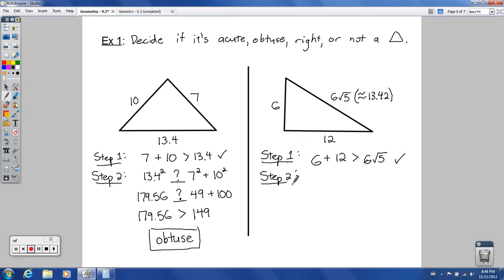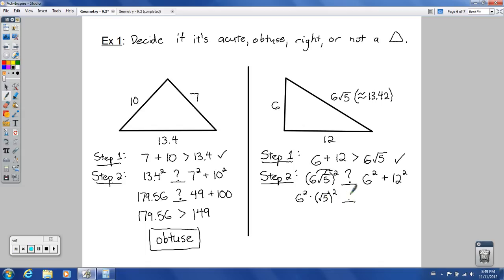So step 2, we need to check now c squared. So plug in the exact number. Don't plug in the decimal approximation, because then it won't be what it exactly is. We need to check this exactly for what it is. So put a question mark there. We're not sure yet. What is that compared to 6 squared plus 12 squared? So let's work this out. You can kind of think of this as distributing the power to the 6 and distributing the power to the radical 5. So this becomes 6 squared times radical 5 squared.